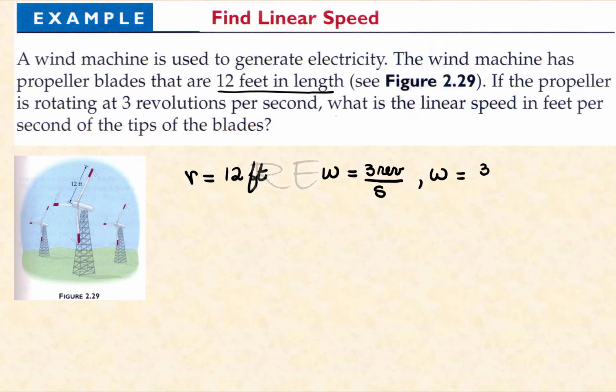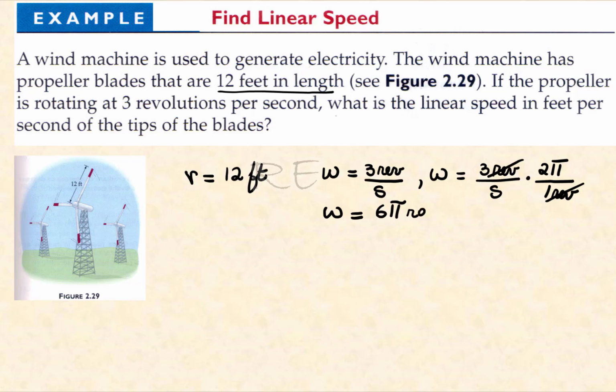will be converted by multiplying 3 rev per second by 2 pi for 1 rev. 1 revolution is equal to 2 pi radians. So revs cancel each other. So the angular speed is 6 pi radians.